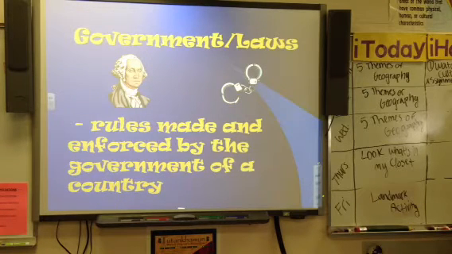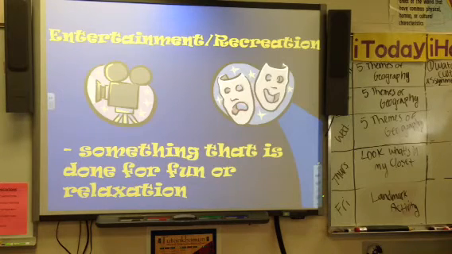Government and laws. These are the rules made and enforced by the government of a country. We made up our own laws today for our own countries. Remember that from our Daily Spark. Entertainment and recreation. Something that is done for fun or relaxation. Maybe it's playing sports, maybe it's going to the movies, but it can be very different in different cultures. All of these separate elements are what makes up culture.